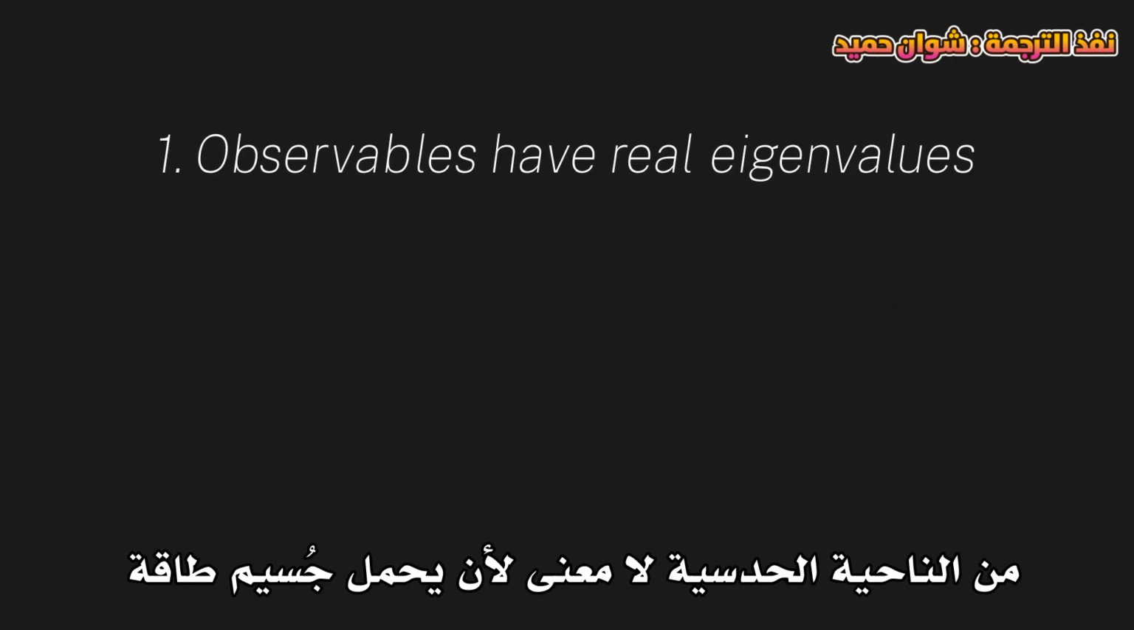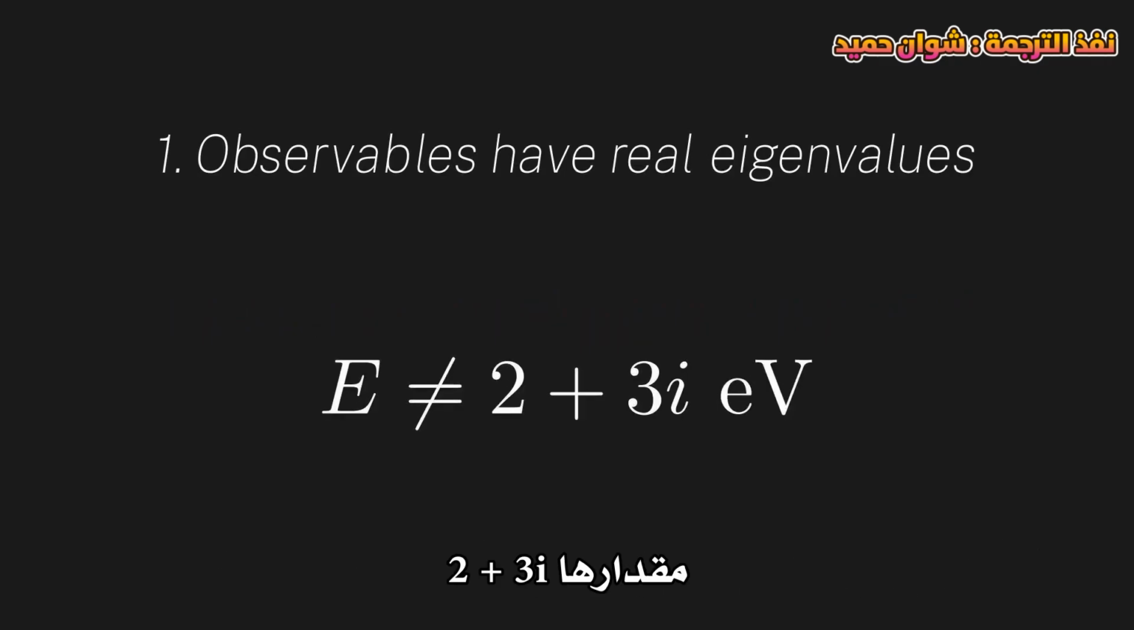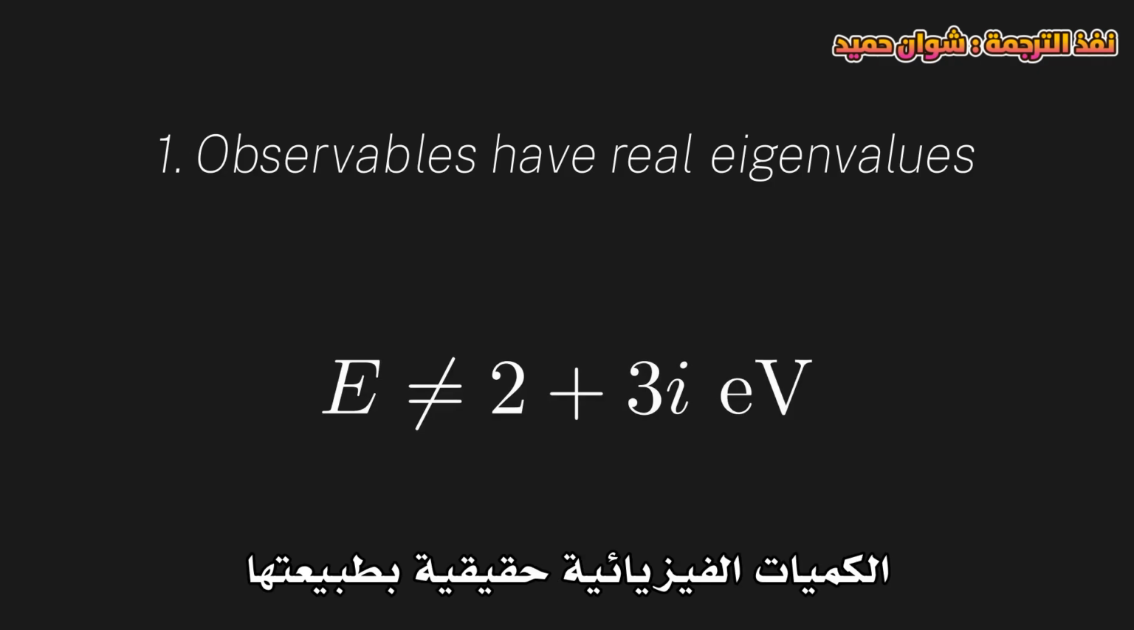First, observables need to have real eigenvalues. Intuitively, it doesn't make sense for a particle to have 2 plus 3i energy. Physical quantities are inherently real.